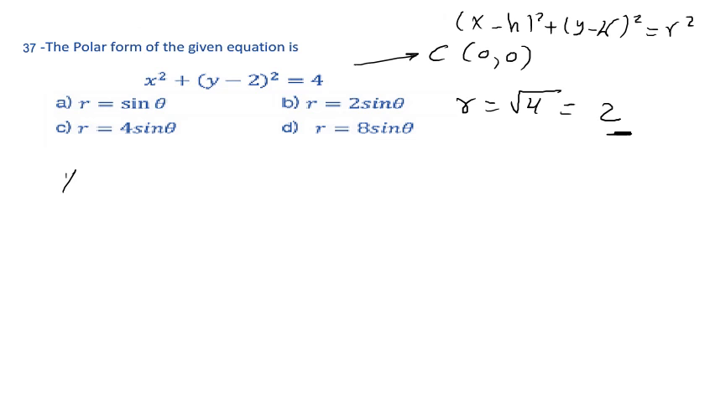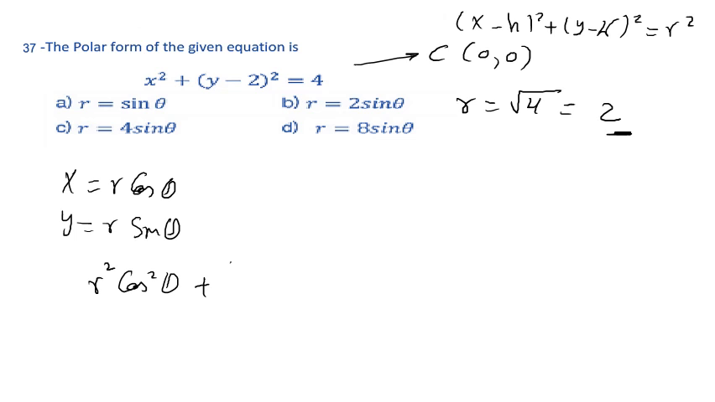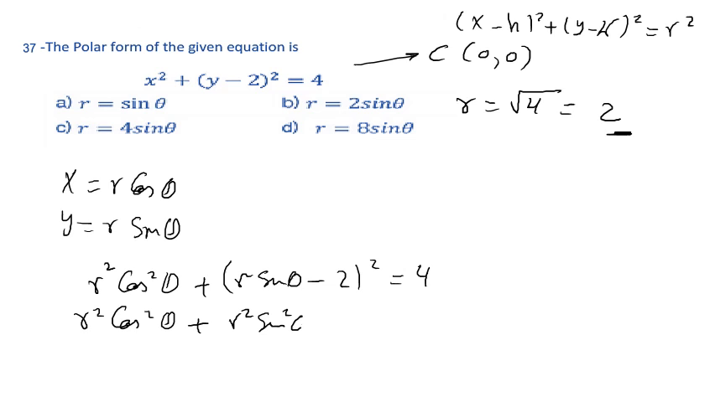Or we can say that x is equal to r cosine theta and y is equal to r sine theta. So x squared is r squared cosine squared theta, plus y minus 2, which is r sine theta minus 2, squared is equal to 4. So r squared cosine squared theta plus r squared sine squared theta minus 4r sine theta plus 4 is equal to 4.